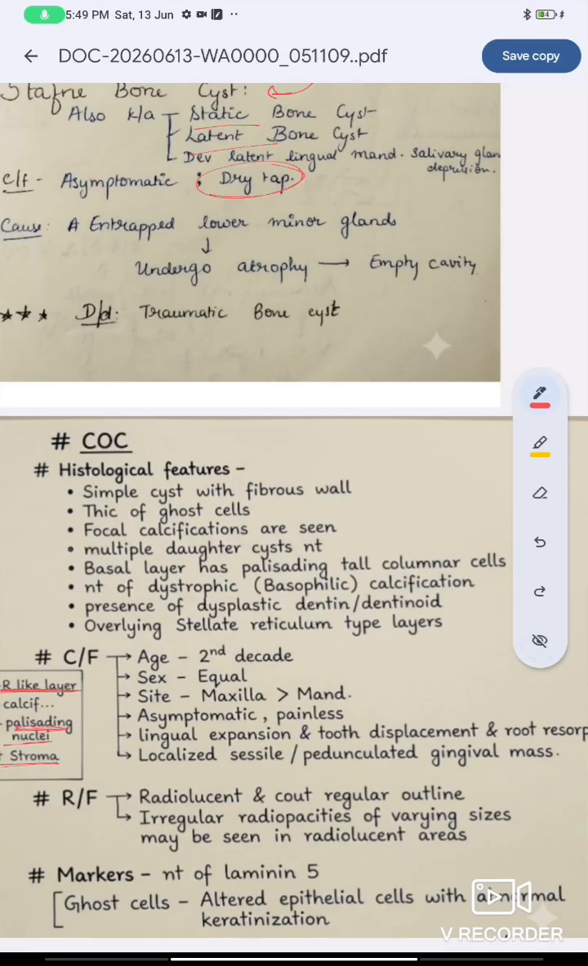Coming to the clinical features, it is most common in the second decade of life. Sexual predilection is equal in males and females, more common in maxilla. This is the only odontogenic cyst that is more common in the maxilla. Most odontogenic cysts are common in the posterior mandible, except for the glandular odontogenic cyst, which is common in the anterior mandible. It is asymptomatic, painless. Lingual expansion may be seen. Pedunculated gingival mass may be seen. The marker is the presence of laminin 5.